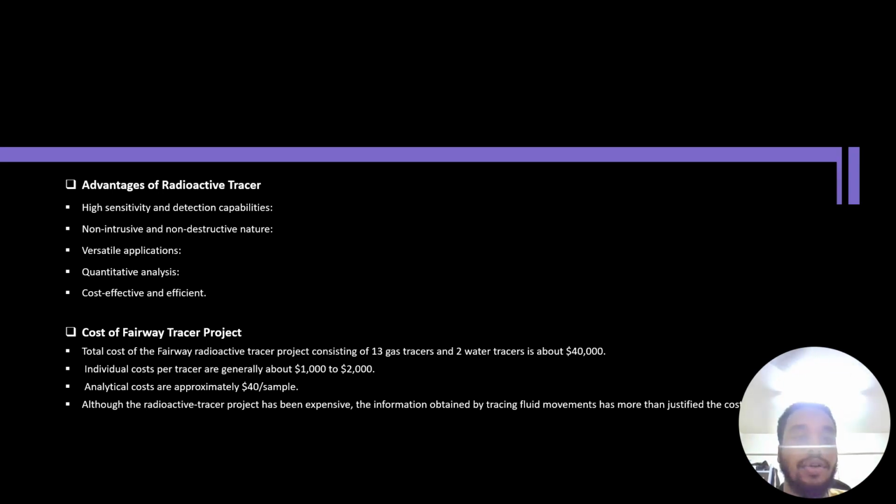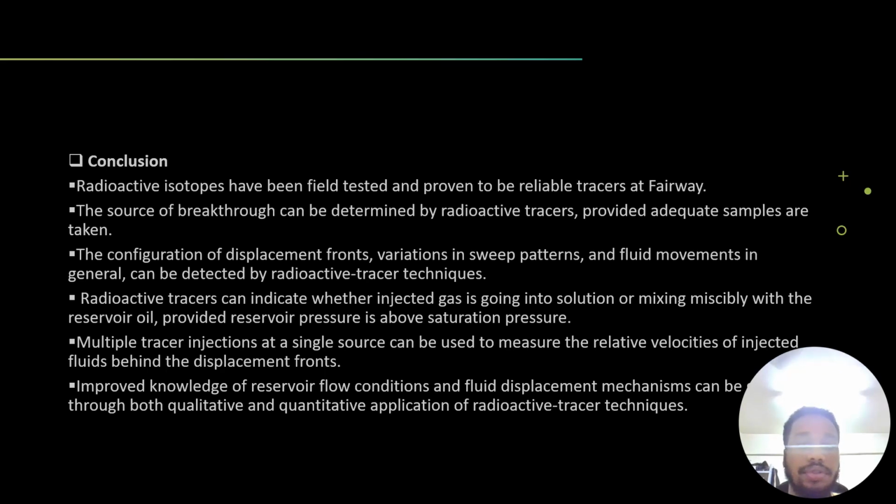This is the cost of the Fairway tracer project that we discussed earlier. The total cost of the Fairway radioactive tracer project, consisting of 13 gas tracers and 2 water tracers, is about 40,000 USD. Individual cost per tracer is generally about 1,000 to 2,000 USD. Analytical costs are approximately $40 per sample.